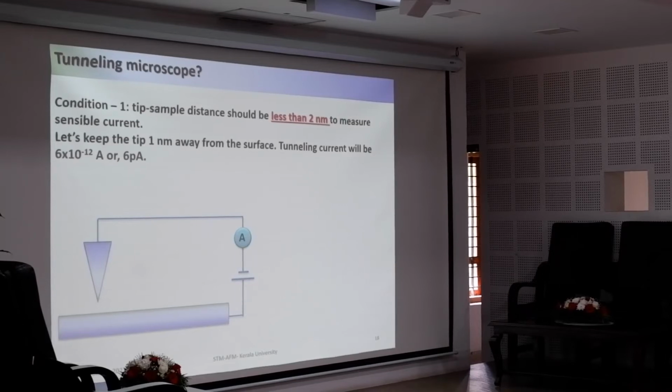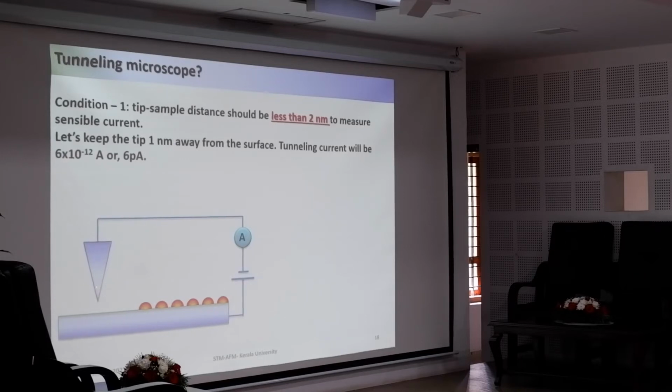So that's the first condition, before even starting modeling or designing this instrument. The tip sample distance should be 1 nanometer. Now how are we going to do that? So we have the tip here. This is very good information, because the size of atoms is of the order of 3 angstrom, 4 angstrom, half a nanometer. Which means there is a variation of height. What is height? Height is Z, the tip sample distance. If that variation is of the order of 1 or 2 nanometer or even less, current will be large.